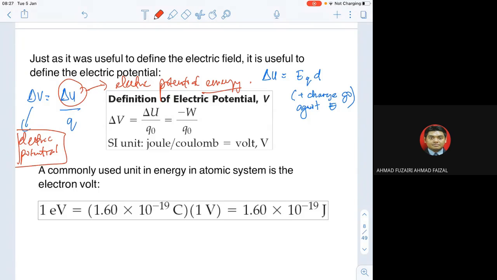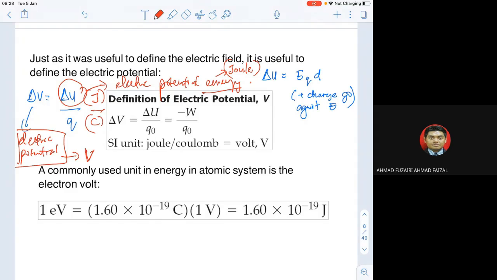Because of that, the unit for electric potential energy should be joule, while for the electric potential, the unit should be volts. Capital V, or joule per coulomb. Why joule per coulomb? Because delta U is joule and Q is coulomb. Joule per coulomb, or you can say volt.